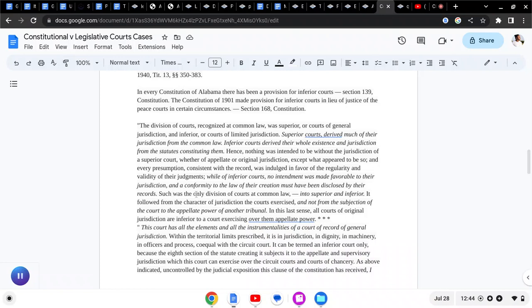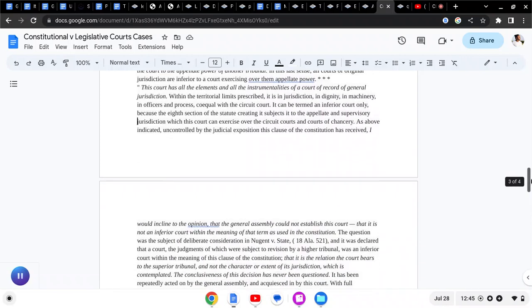Such was the only division of courts at common law into superior and inferior. It followed from the character of jurisdiction the courts exercised, and not from the subjection of the court to the appellate power of another tribunal. In this last sense, all courts of original jurisdiction are inferior to a court exercising over them appellate power.